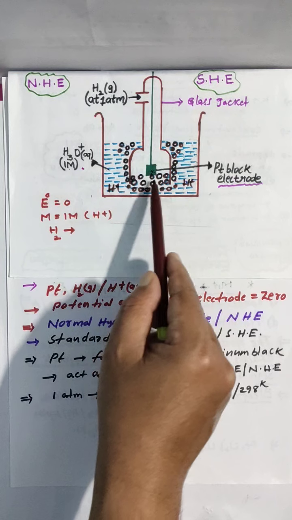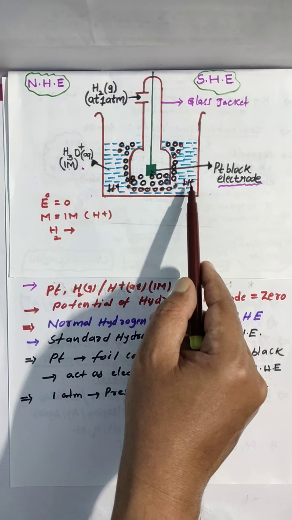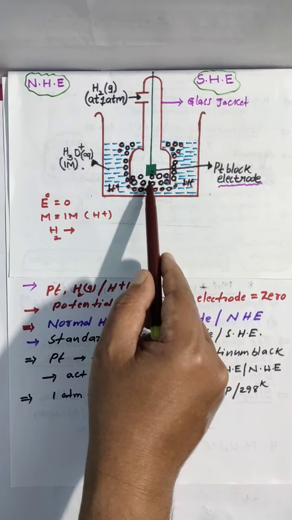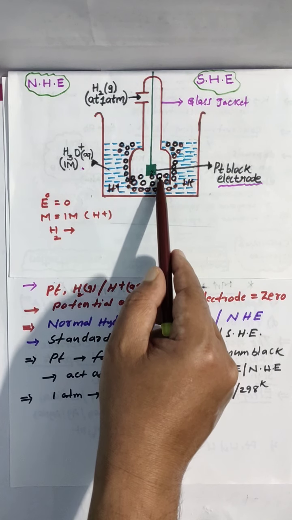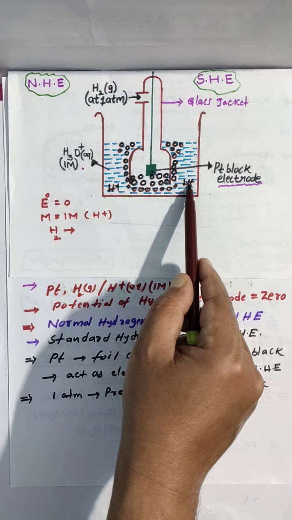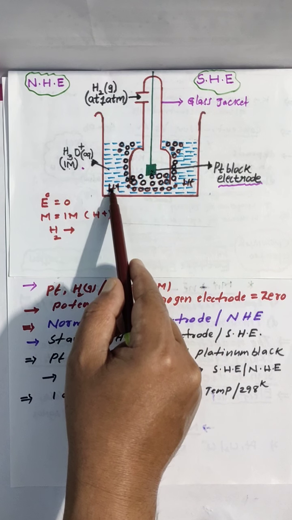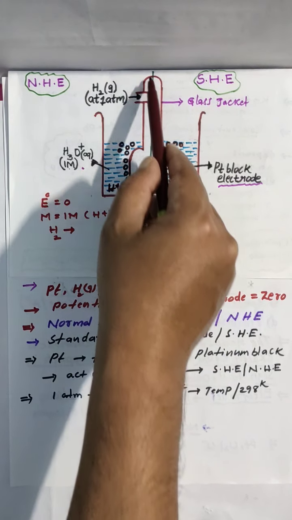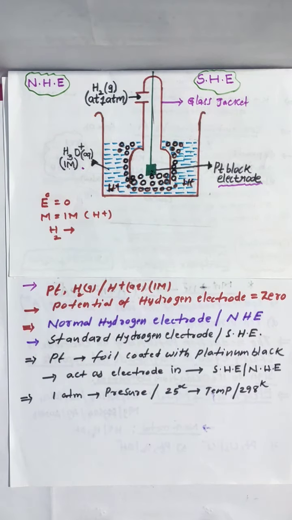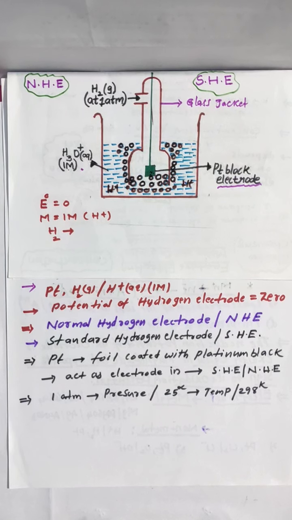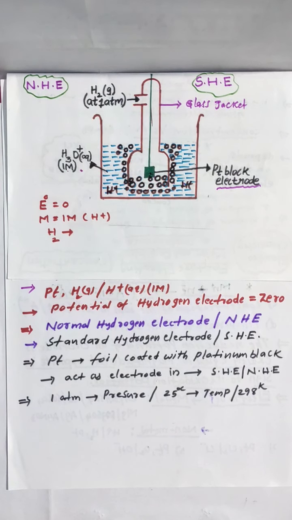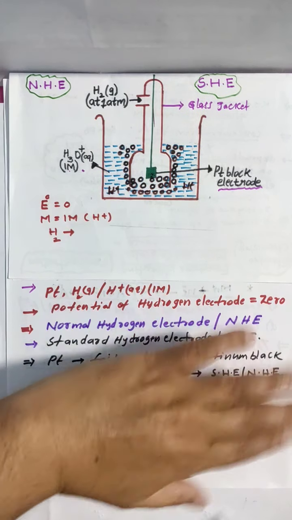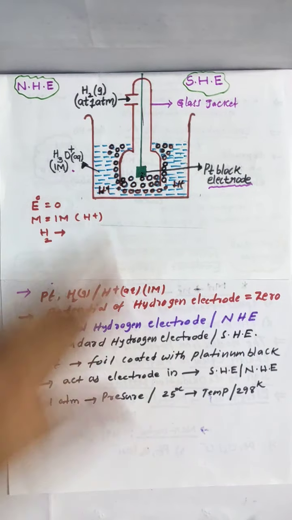So the reaction is between H2 and H plus along with a platinum electrode. This is the main thing in SHE: H2 gas reacting with H plus with the help of the platinum electrode. That we'll discuss in detail now. What type of reactions take place in the hydrogen electrode, I am explaining in detail.